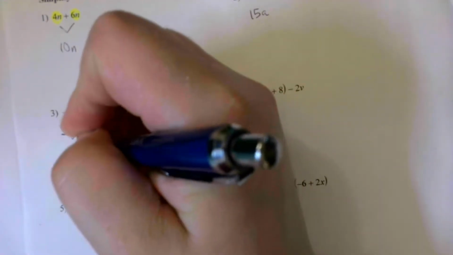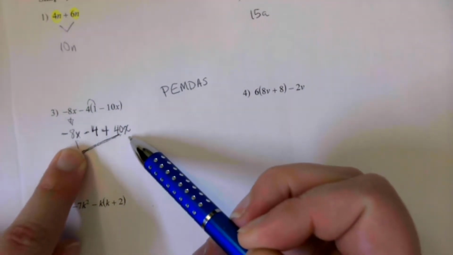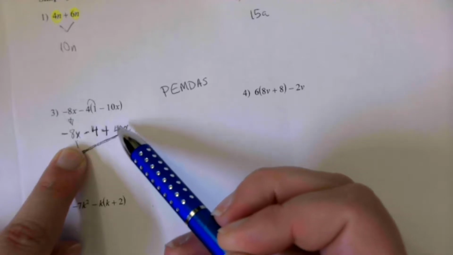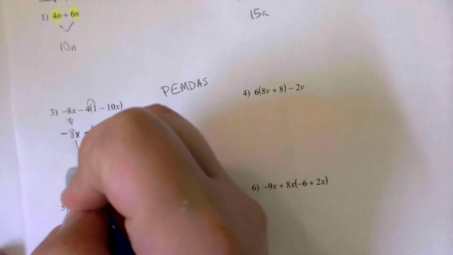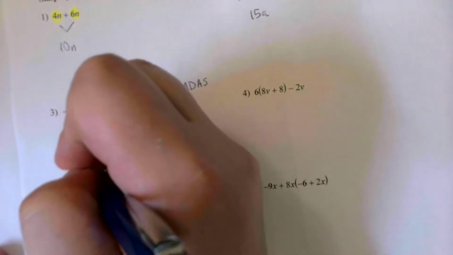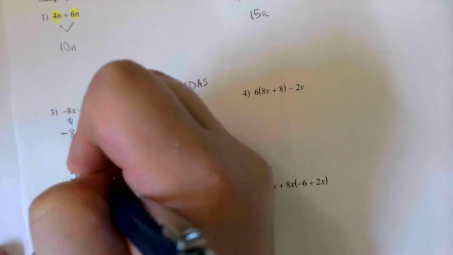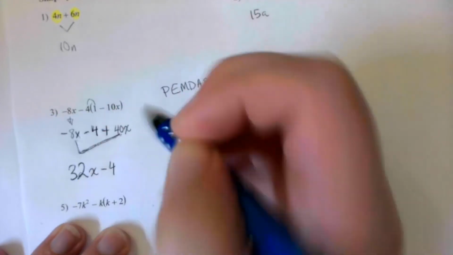These two are like terms because they both have the x to the same power. So a positive 40 and a negative 8, different signs subtract. I've got 32x, and then the negative 4 just comes down.